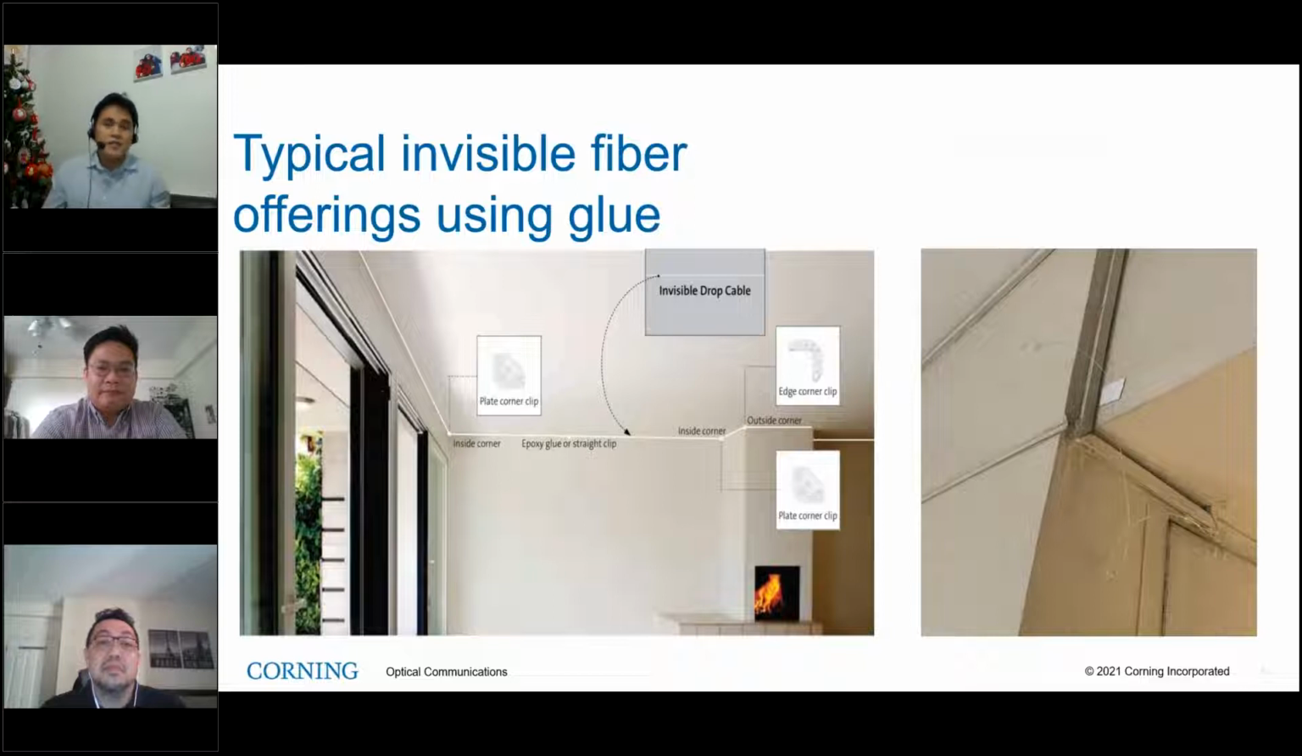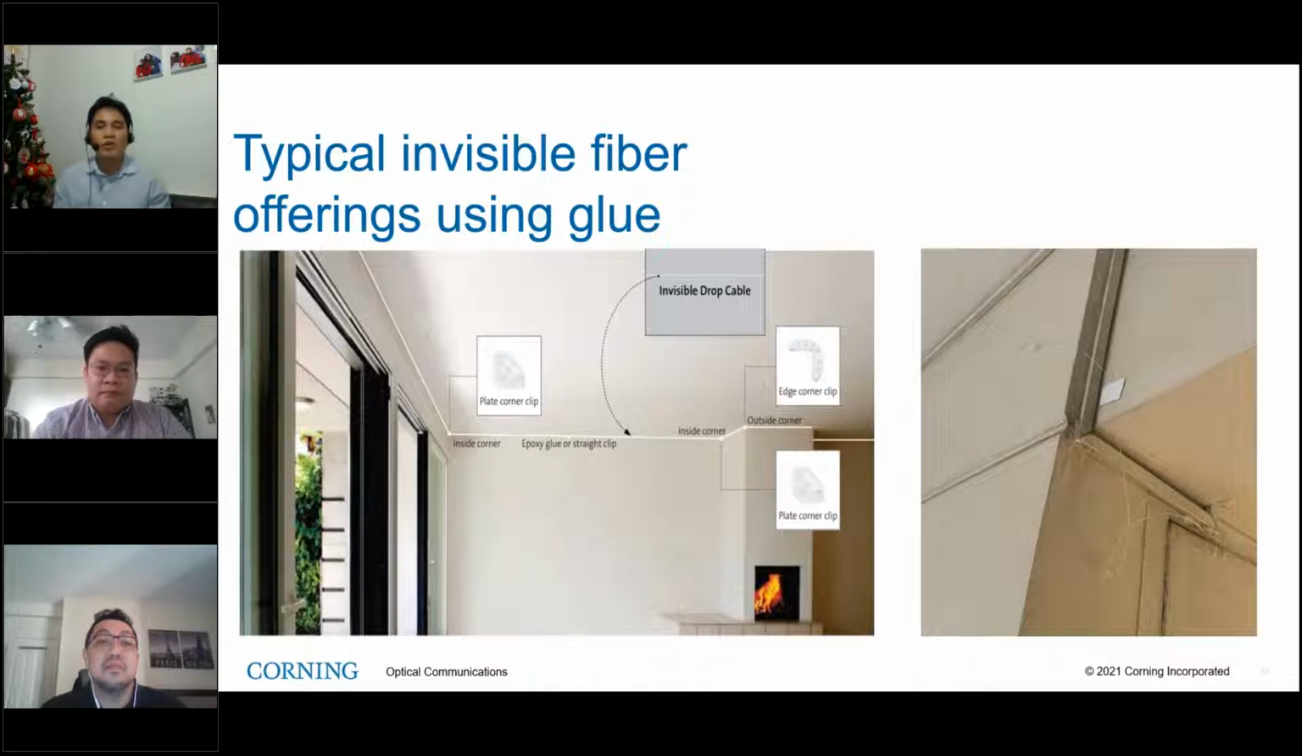Okay, so to address these issues and concerns, some manufacturers came up with another solution. It involves using a bare 900 micron fiber with bend control corner hardware. So in this design, the fiber is routed along the baseboard, wall, or ceiling and feeds into bend control corner accessories for protection around angular obstacles, such as inner or exterior corners.